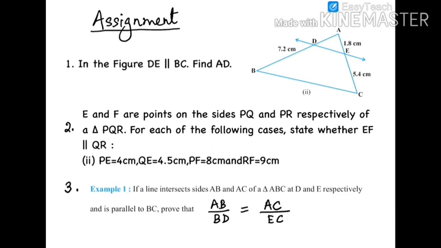With this, we come to the end of today's video lesson. Your assignment is exercise 6.1. Question number 1, second part. First part is already done in the video. Question number 2, second part, and question number 3 is an added question which is similar to the first question of the video lesson. Follow the steps and you will be able to prove it.